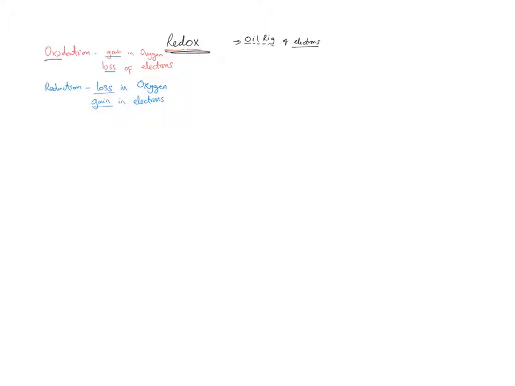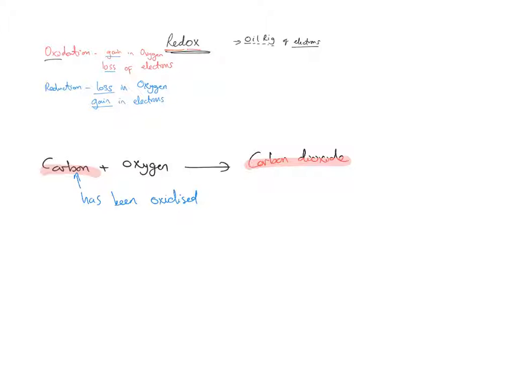So we'll start off with some simple examples, just talking about oxygen. Let's say we start with carbon, and we react carbon in oxygen, so we burn it, and it will form carbon dioxide or carbon monoxide. But the key idea here is that the carbon has gained oxygen. So therefore the carbon has been oxidized, or this is an oxidation reaction. You can say either one.